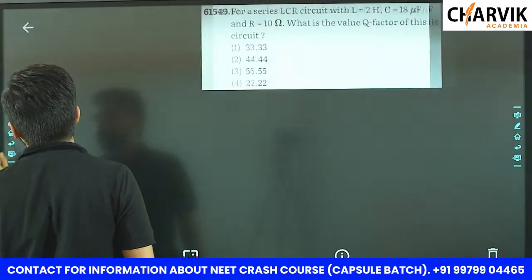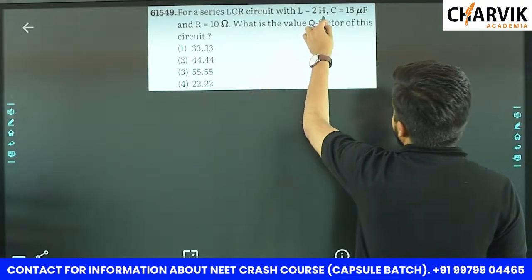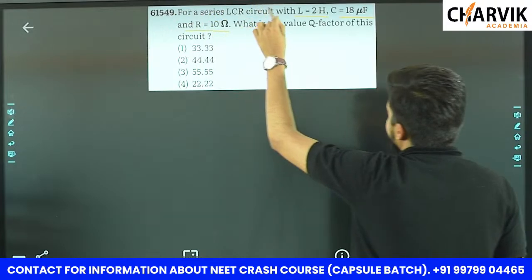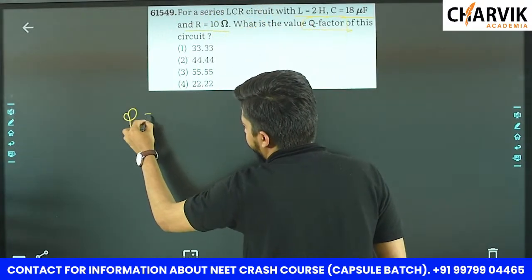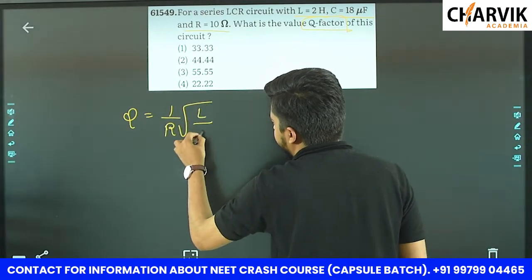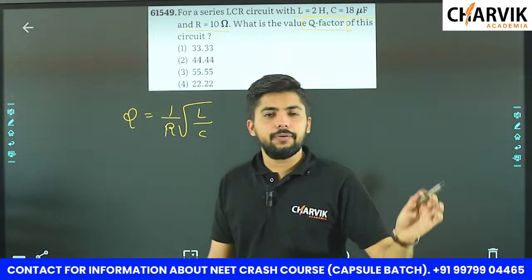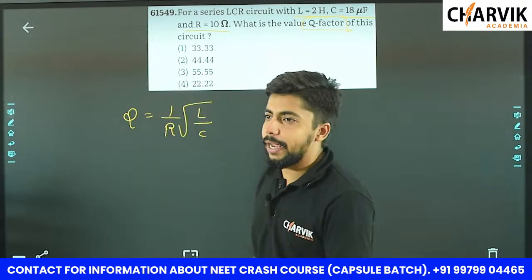So let us move to the next question. For a series LCR circuit with L equals 2 H, C equals 18 microfarad and R equals 10 ohm, what is the value of the Q factor? What is the formula of the Q factor? The formula of Q factor is 1 upon R into under root L divided by C. All the values of R, L, C are simply given in the question. You need to just place the values, use the calculator and get the answer.